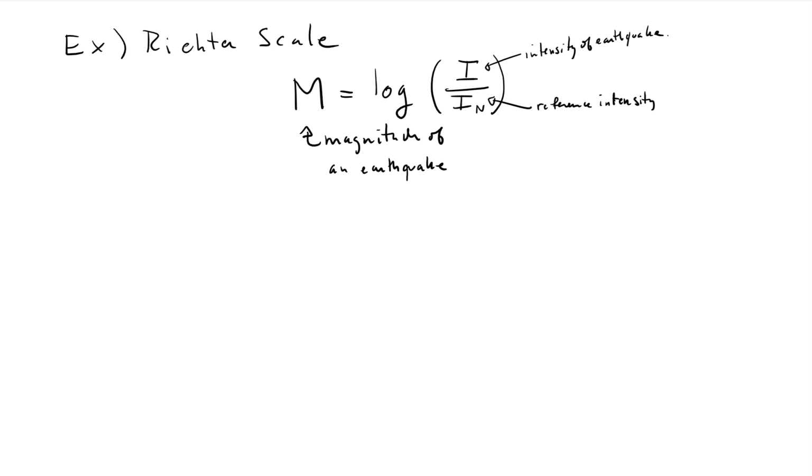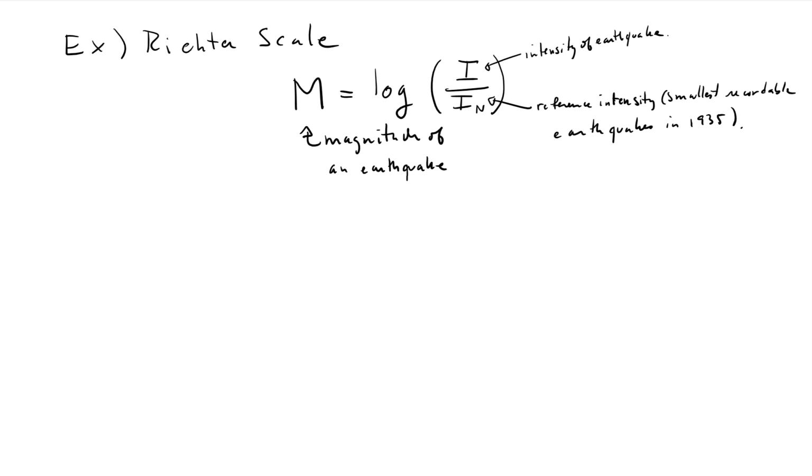This is the reference intensity. Since that scale was created in 1935, it was actually the smallest possible earthquakes that were recorded. So the intensity of the smallest possible earthquake that was noticeable was the reference intensity. So those were the smallest recordable earthquakes in 1935. Okay.